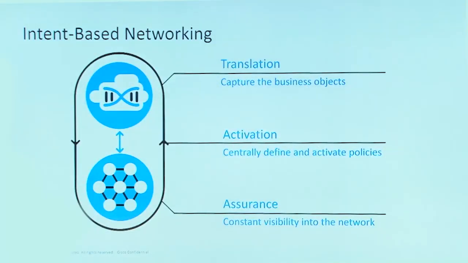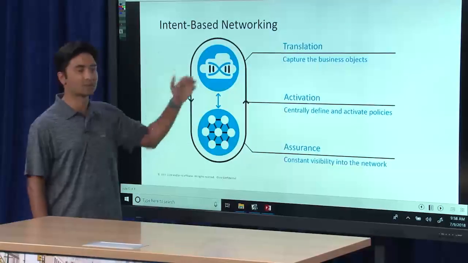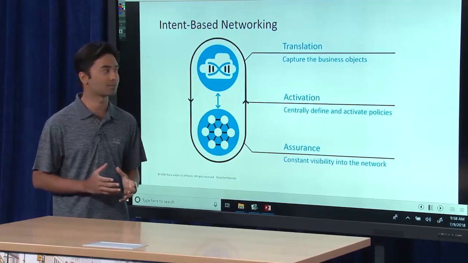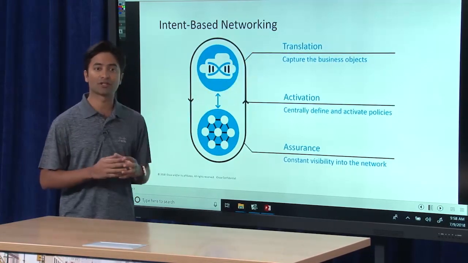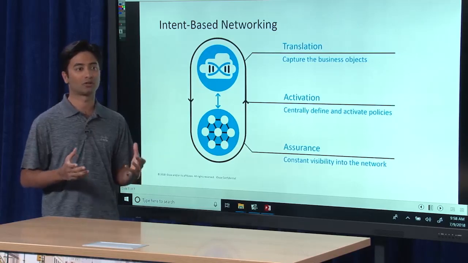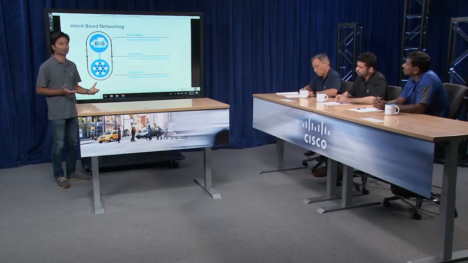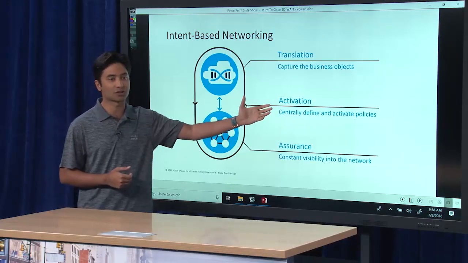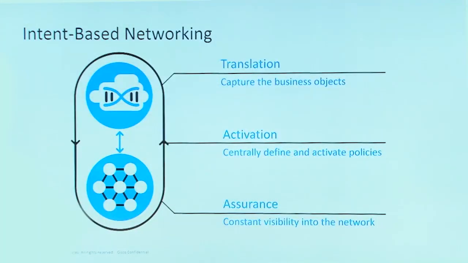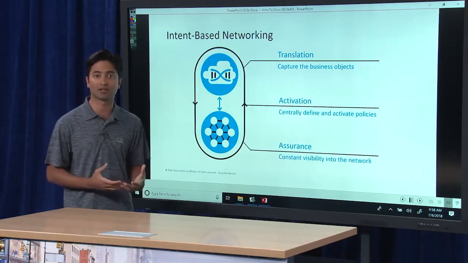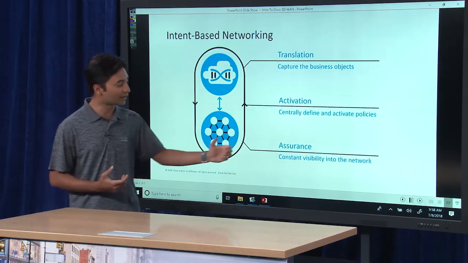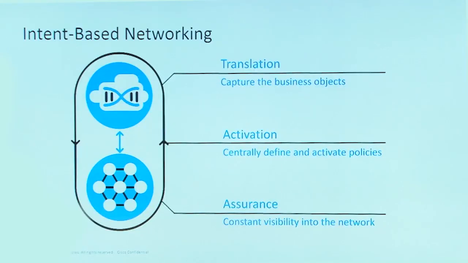So from a Cisco landscape perspective, what does it mean to talk about intent-based networking? Intent-based networking boils down to three main aspects. Translation, which is to capture your business goals. What is it that you want from a business perspective? Activation, to be able to translate these business goals into policy directives so that they take effect in your infrastructure. And then finally, assurance, to have visibility into what's happening in your infrastructure.